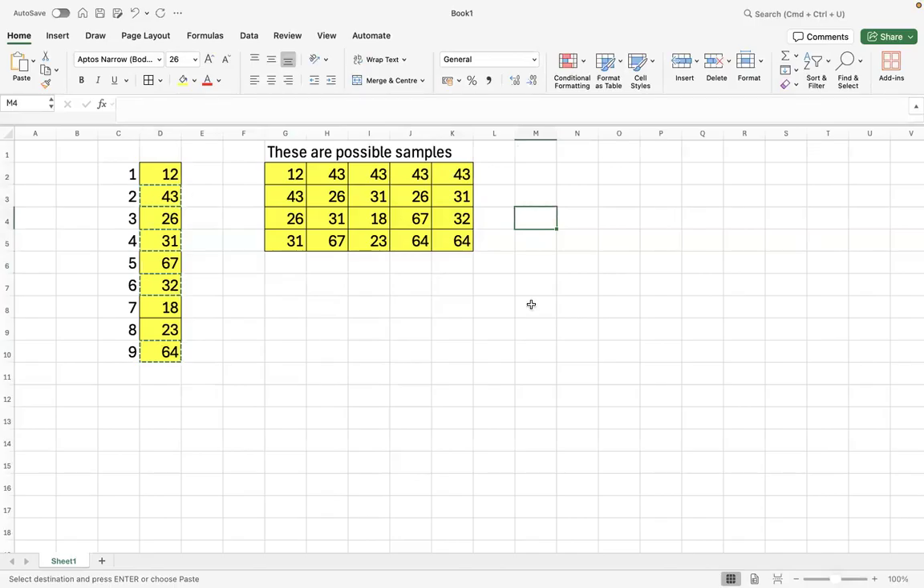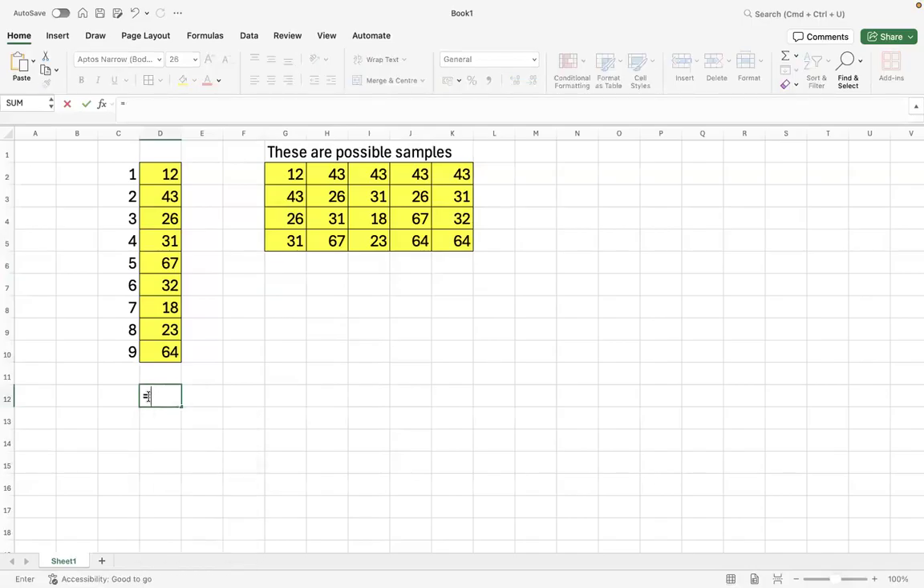Right. Now let's look at what is happening. Now, the population mean, or the average of the population, is going to be the average of this. Okay, 35.1. Now, these are my X bars. So these are my sample means.